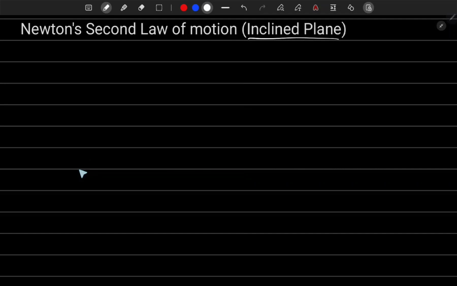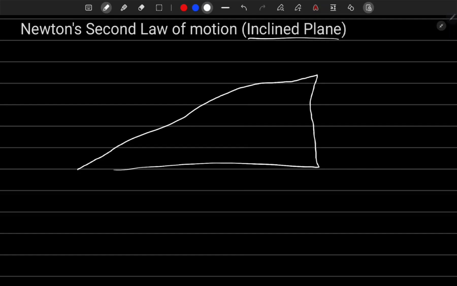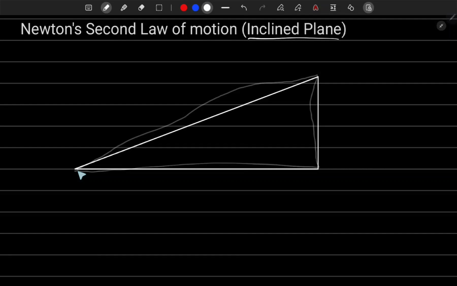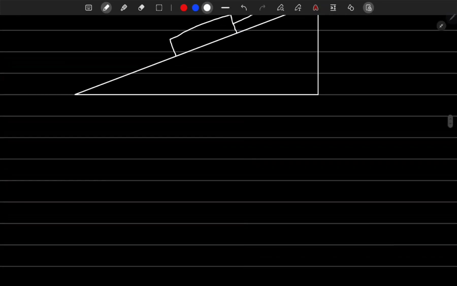So let me just draw this, and I'm going to need a lot of space. Let me just draw a triangle, right? And if we have an object that is on this plane, so we're just going to draw our object. Let's say for example that this object happens to be accelerating upwards, right? And I'm saying that it's accelerating upwards to the right so that I can have all the forces on this particular diagram.